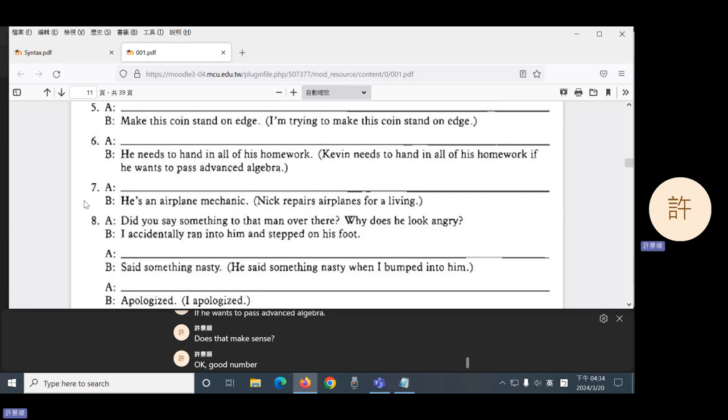Number seven. Huang Huiyu. Yep. Number seven. Beginning with what? And then this is present tense. So what does Nick do? Yeah, that's it. What does Nick do? Here, repair is a verb. So what does Nick do? It's asking about his job.